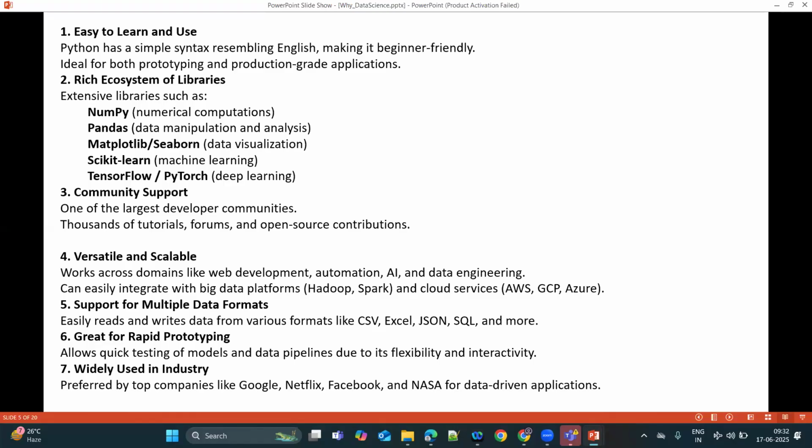Python has NumPy for numerical computations, pandas for data manipulation and analysis, Matplotlib and Seaborn for data visualization, scikit-learn for machine learning, and TensorFlow or PyTorch frameworks for deep learning. We have a good number of libraries and modules in Python that we'll be using in data science. That is also one of the reasons.